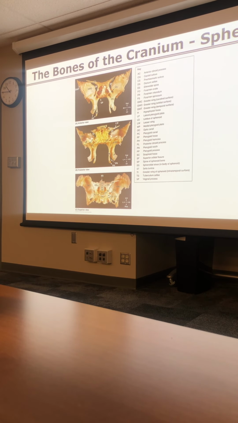So this is just another way to look at the sphenoid bone from different views, and the different foramina, fissures, fossas, and so forth that we talked about.